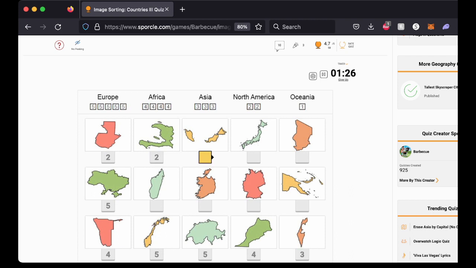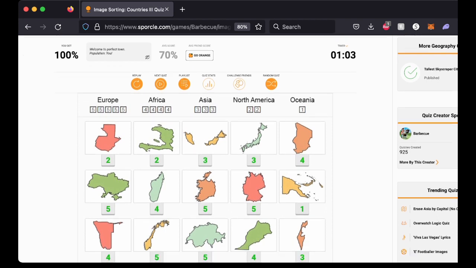Looks like Malaysia, that would be Asia. Looks like Japan, that'd be Asia. That's Chad, I believe, that'd be Africa. Madagascar, that'd be Africa. Looks like Ireland, that'd be Europe. Deutschland would be Europe. Papua New Guinea would be Oceania.